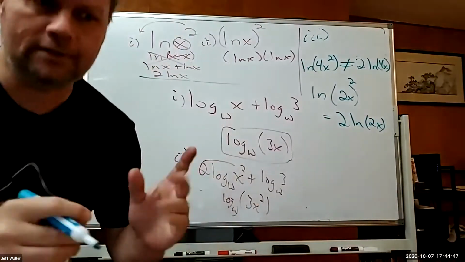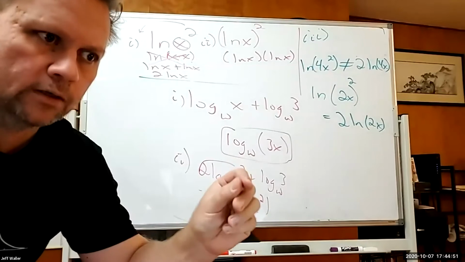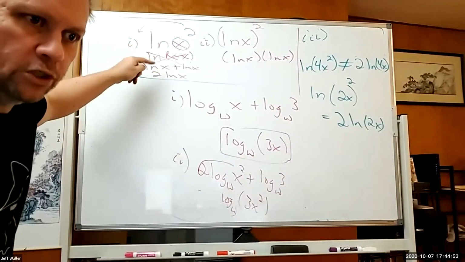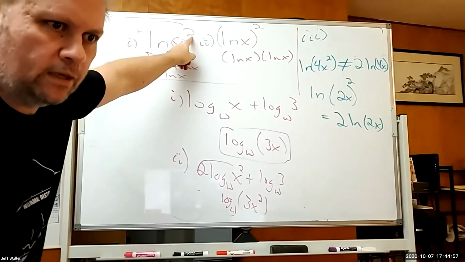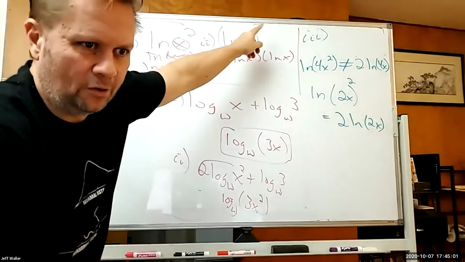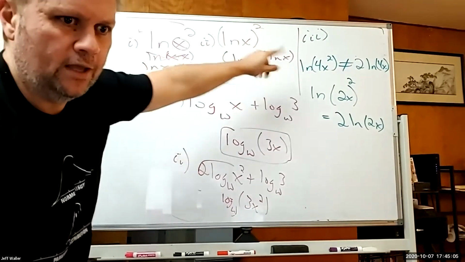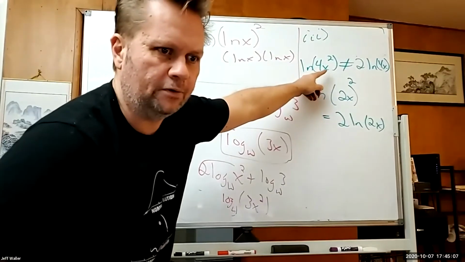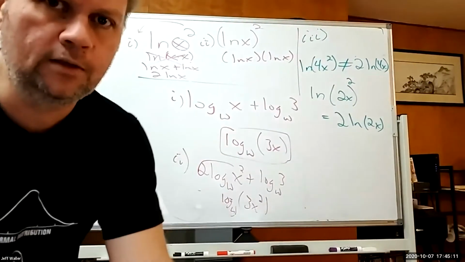All right, do you guys get the idea? In order for the power to come down, in order for me to use the shortcut, the whole thing inside has to be raised to that power. Not the whole log raised to a power. That doesn't follow. Not part of the input being raised to a power. Nope, that doesn't follow. I can't use the shortcut then.